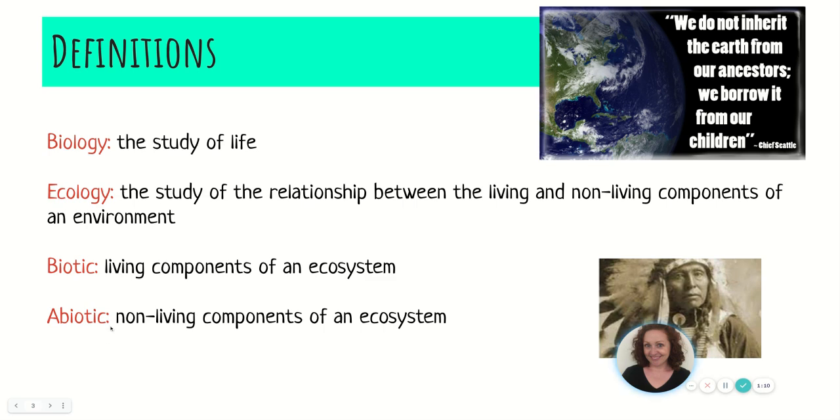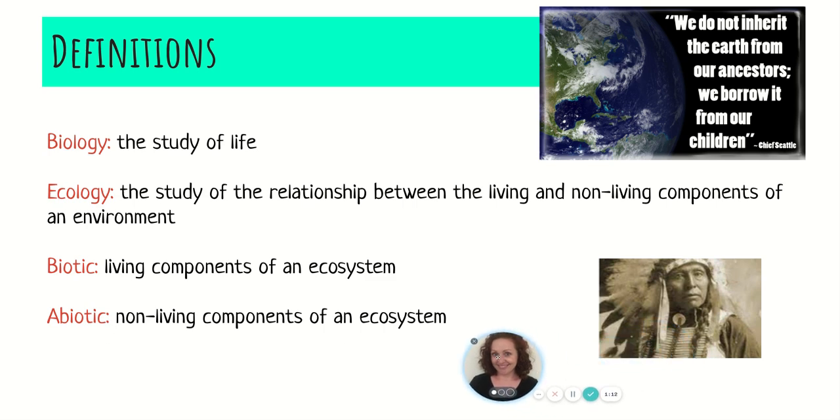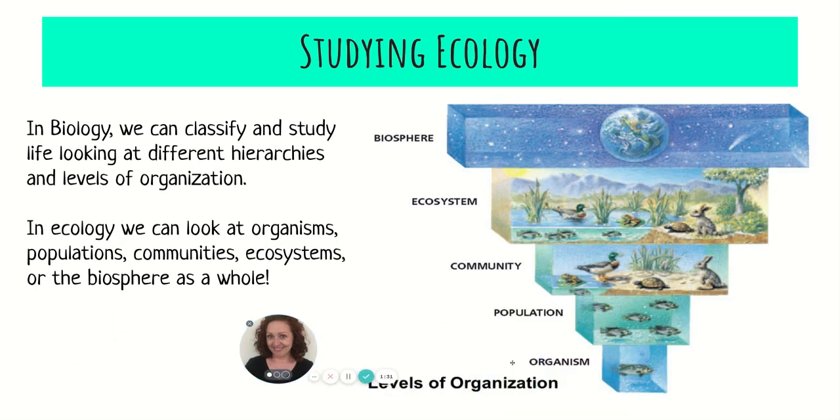So taking a look then at some definitions. So in biology, we are looking at the study of life, right? So bios means life. Ecology is specifically the study of the relationship between the living and the non-living components of an environment. So looking at the abiotic and biotic components as they relate to each other. Biotic means living. Abiotic means non-living. So again, just terms that hopefully are not new to you.